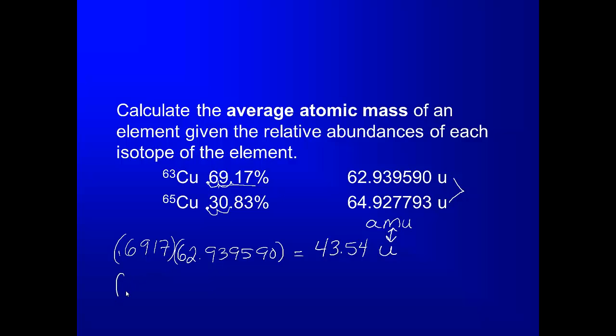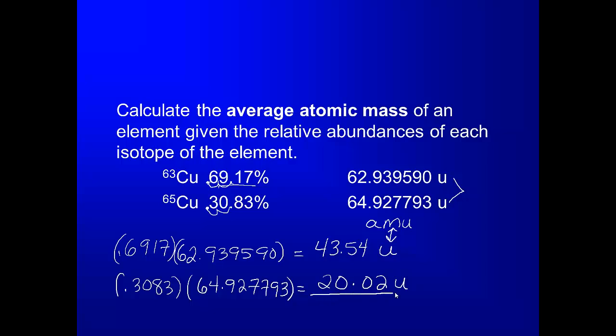Well, I have another isotope. This one I have 30%, but I'm going to change it to a decimal, times the 64.927793. So how much is coming from that? 20.02 is coming from that. Well, there's both in there. Final answer, add them together. So I just add that up and you get 63.56 atomic mass units. And again, 4 significant figures here.